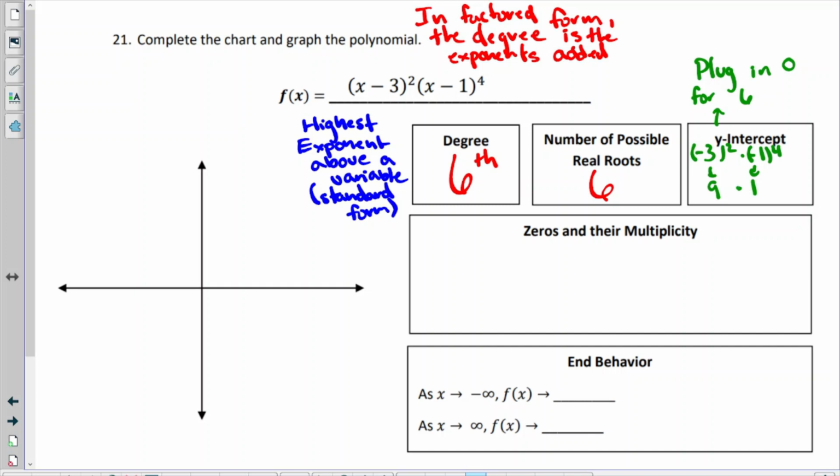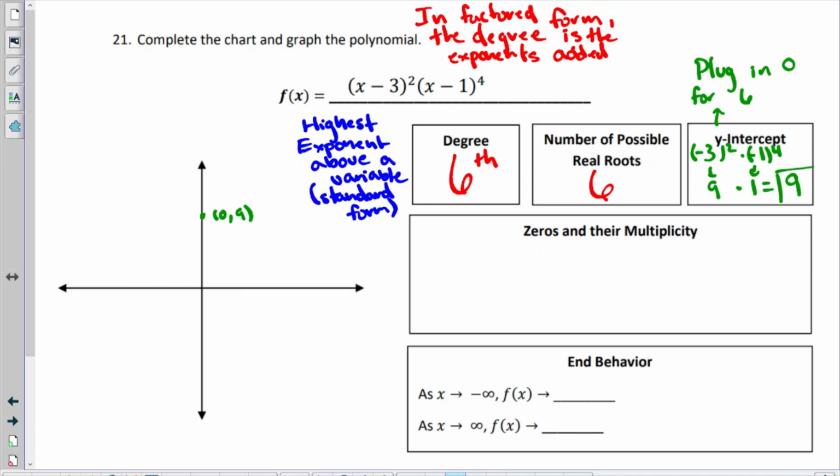Anyway, it's just 9 times 1, which is 9. Okay, so the y-intercept is going to be at 9. I can go ahead and plot that on my graph already. I know when x is 0, y is going to be up here at 9. Okay. And then we get to zeros and their multiplicity.